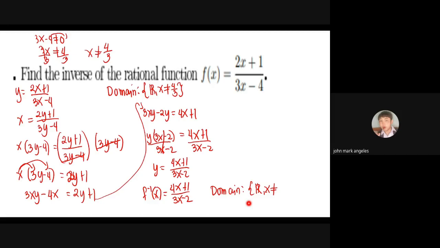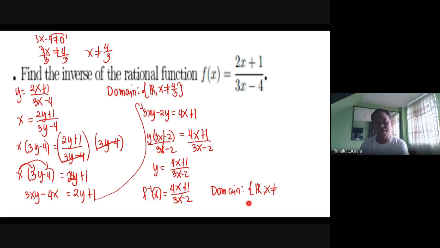Sir, Chan Mark? 2/3 po. That's correct. Okay, solve mo lang yan, 3x minus 2 equals 0. So that will be x must not be equal to 2/3. This will be 2 over 3.